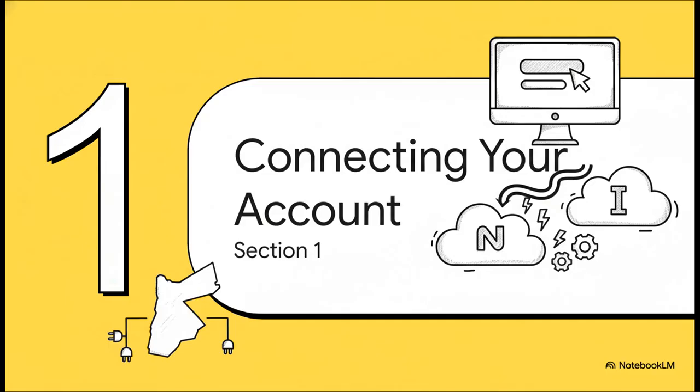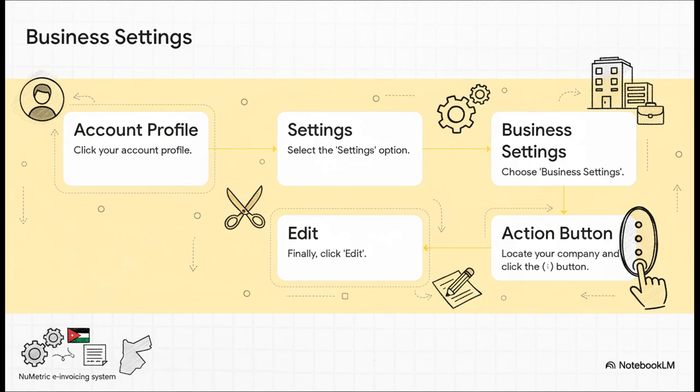All right, first things first. We need to get to the right spot inside your NuMetric account. Think of this as the main command center for the whole integration. Okay, so starting from your main dashboard, just look for your account profile. It's usually in the corner. Go ahead and click that, and you'll see a menu pop up. From there, you're going to select Settings and then Business Settings. You should see your company listed right there. Find that action button, the one with the 3 little dots, click it, and then hit Edit.